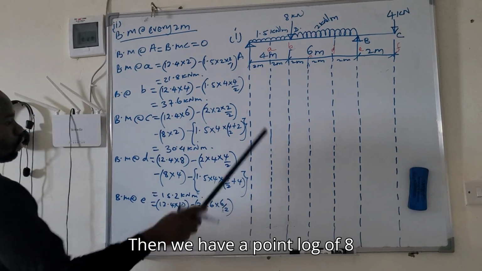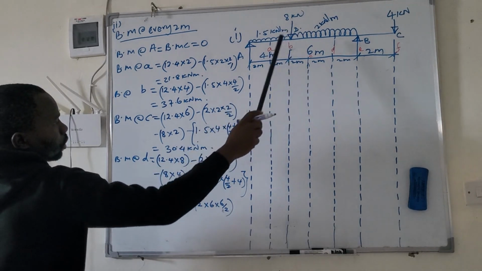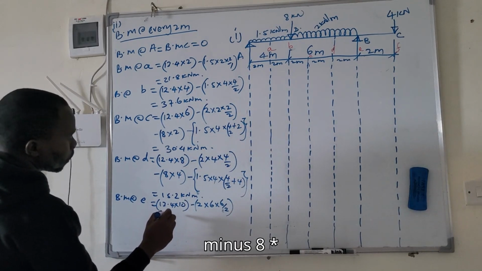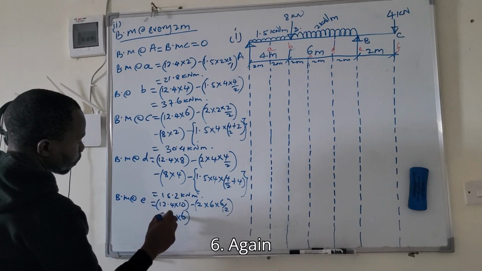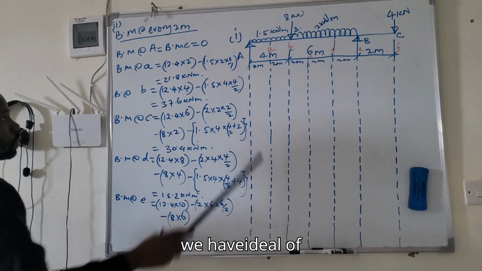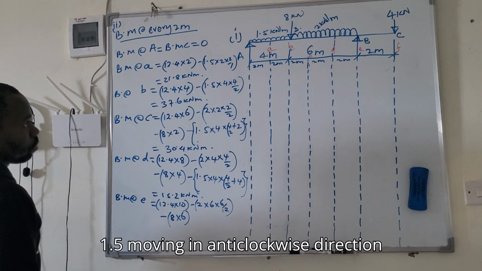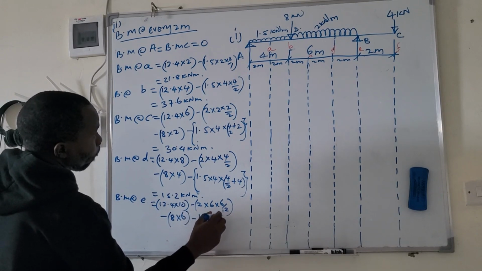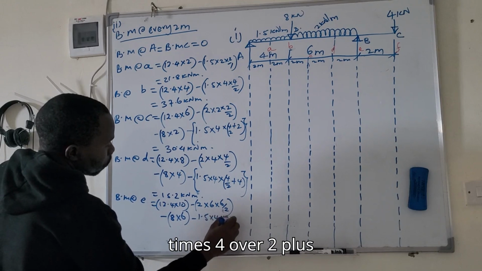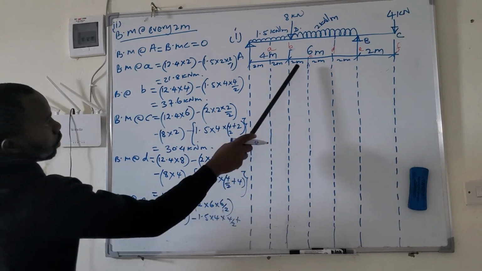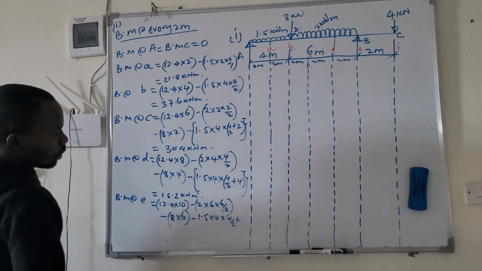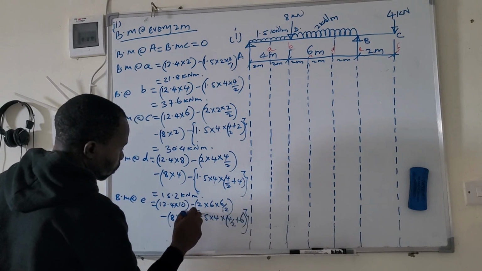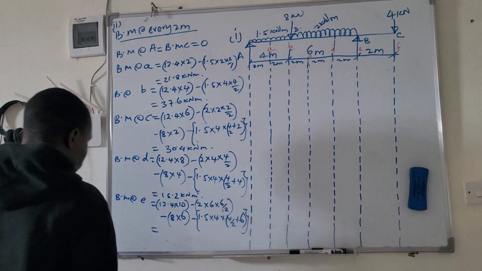Then we have a point load of 8 kilonewton moving in anti-clockwise direction, so minus 8 times 6. Again, we have a UDL of 1.5 moving in anti-clockwise direction, minus 1.5 times 4 times 4 over 2 plus 2 plus 2 plus 2, that is 6. Then you get the answer.